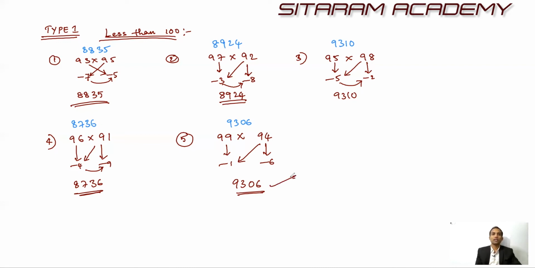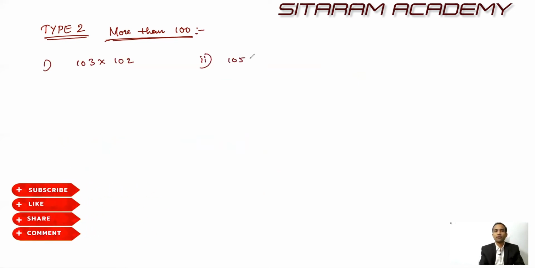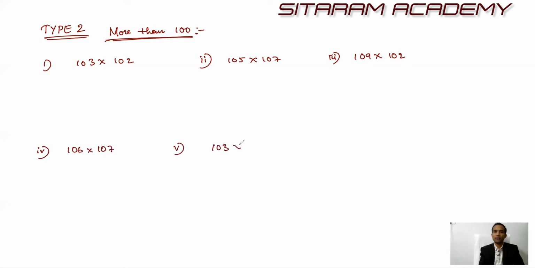Now let us see next, type 2. If the numbers are more than 100, how to calculate? That is also very simple. You can calculate it very fast. Let us see how to do that. So let us take the first example, 103 into 102. Second one, 105 into 107. Third one, 109 into 102. Fourth one, 106 into 107. Fifth one, 103 into 112. How to do this? This is much simpler.